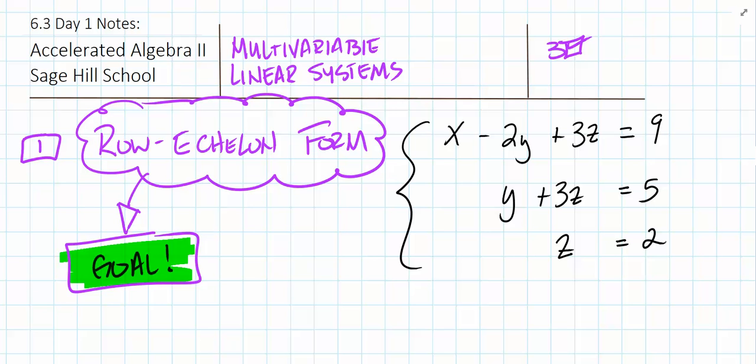The first thing is, do you notice that there is this staircase pattern that goes all the way down? See that staircase pattern? The staircase pattern is part of the row echelon form. So we'll write that in there. Staircase pattern.